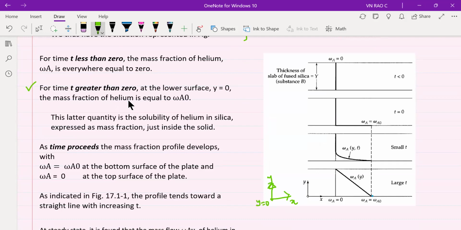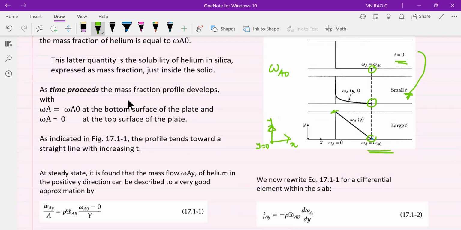At time t greater than 0, at the lower surface y equal to 0, you can see this is time less than 0, and this is after some time has elapsed. At the bottom surface of the plate, the mass fraction of the helium is equal to W_A0. This W_A0 tells us about the solubility of the helium in the silica. As time proceeds, at the bottom W_A will become equal to W_A0, and at the top surface, W_A will be equal to 0, as in your figure.